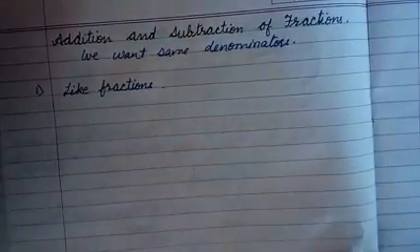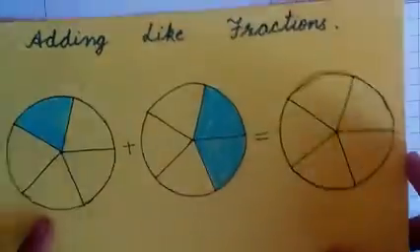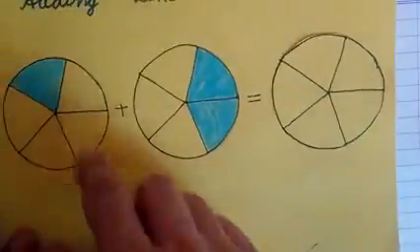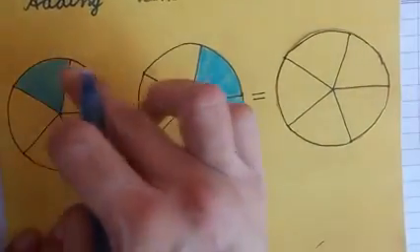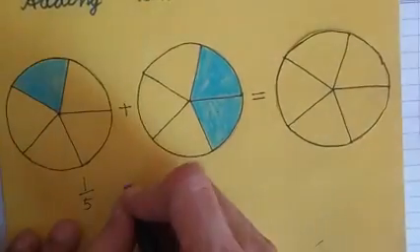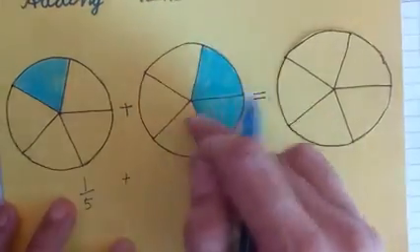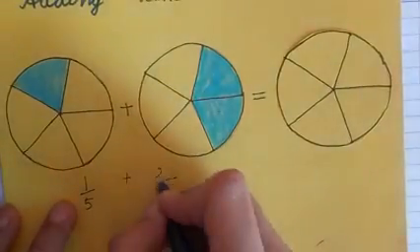So let us see how we will add two like fractions. Here this fraction is one part out of 1, 2, 3, 4, 5 parts, and this fraction is 1, 2, 3, 4, 5 total parts and taking 2 parts.